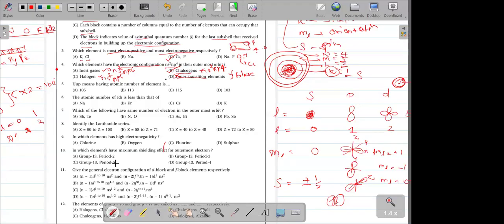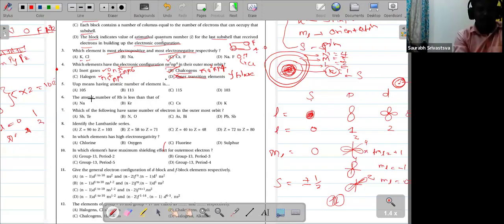Okay. Next, question number 6. They have given UUP. What does UUP mean? UU refers to IUPAC nomenclature. Up to 100 elements, we follow the normal naming according to the scientist's name and so on. After element 100, if anybody discovers an element beyond 100, they have to name the element according to IUPAC nomenclature, the International Union of Pure and Applied Chemistry, based on its rules and regulations.